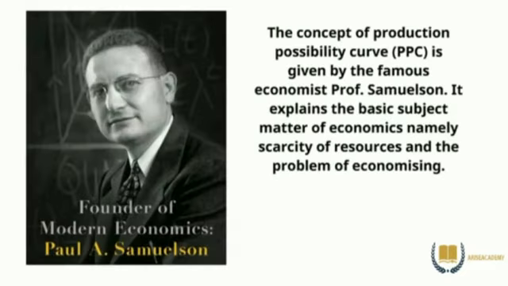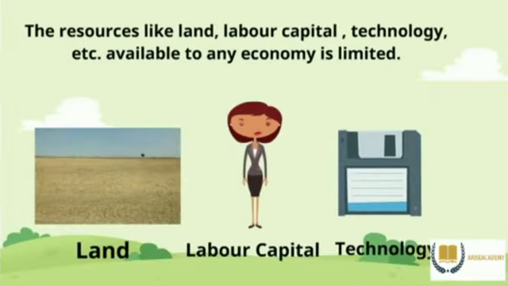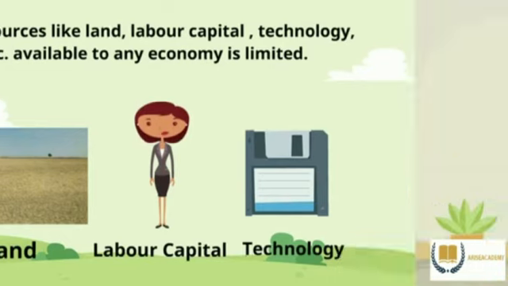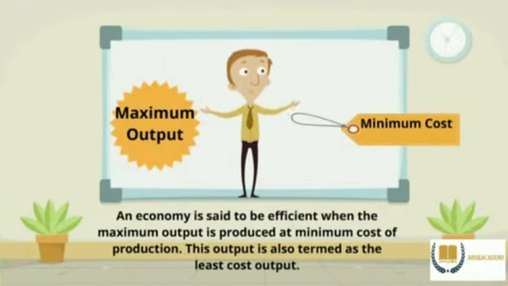The concept of production possibility curve, PPC, is given by the famous economist Professor Samuelson. It explains the basic subject matter of economics, namely scarcity of resources and the problem of economizing. The resources like land, labor, capital, technology, etc. available to any economy is limited. An economy is said to be efficient when the maximum output is produced at minimum cost of production. This output is also termed as the least cost output.